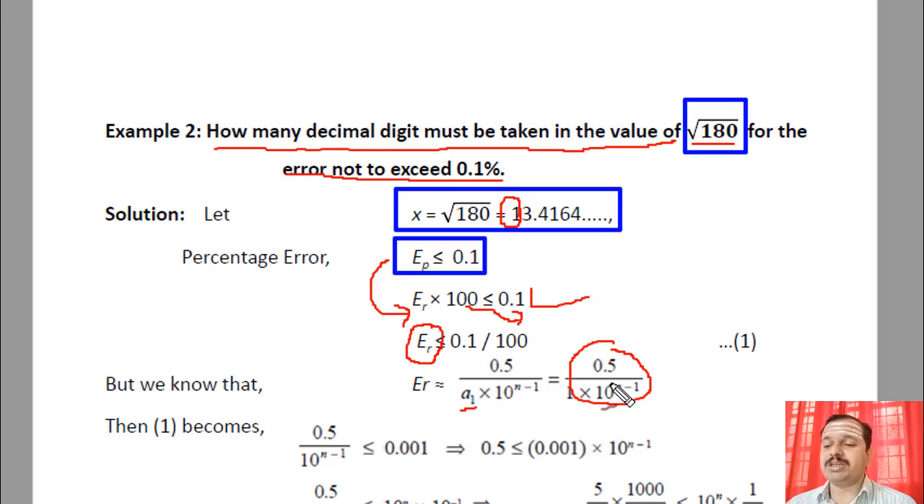So now we shall substitute this value in the left hand side of this equation. We have seen this equation as equation number 1, that is relative error is less than or equal to 0.1 divided by 100. On LHS, we are going to substitute the value 0.5 divided by 10 to the power of n minus 1. This is less than or equal to, on RHS, 0.1 divided by 100, which means 0.001. This we have simplified.